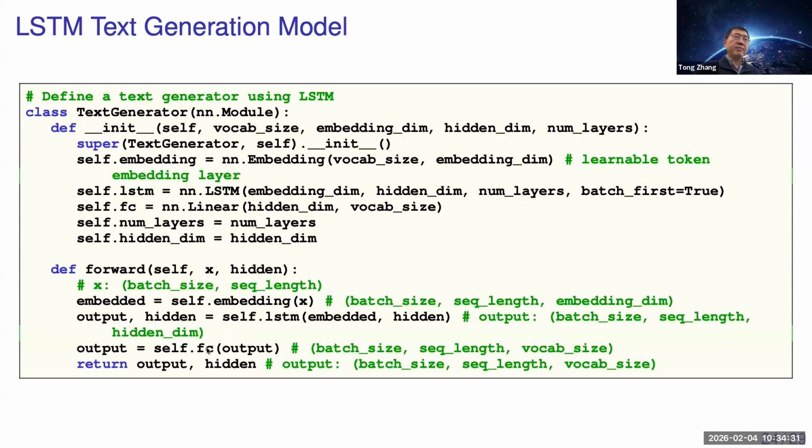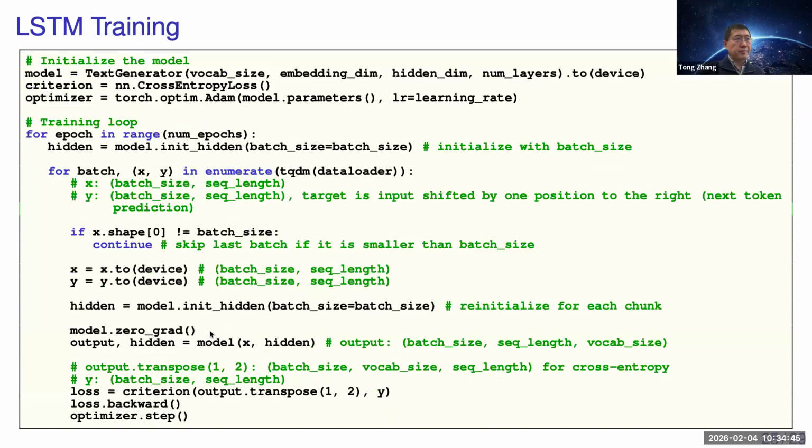You go through the FC layer to get your output. At this point, you have the logits. From the logits, you can compute the probability. With the probability you can do sampling or do the loss calculation. So that's training. Right, this is training.